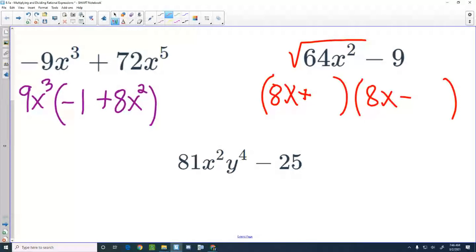I have 1 plus, 1 minus. And now for the last term in each of those, we just take the square root again. What's the square root of 9? It's a 3. So one of these is going to be 8x plus 3. The other is 8x minus 3. And we've factored it. We've broken it down into multiple pieces that are all smaller, easier to work with.